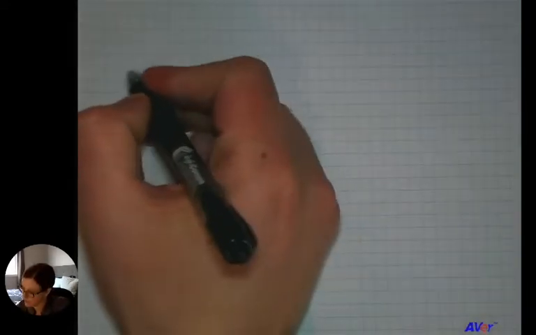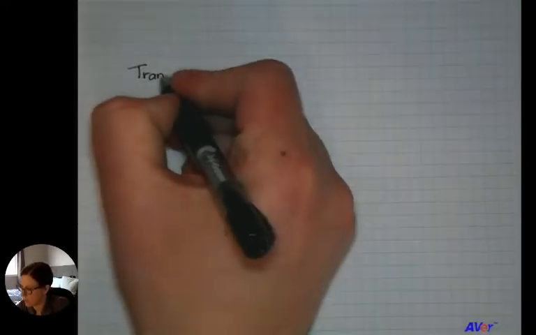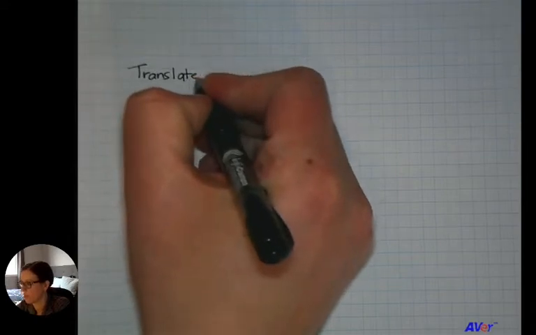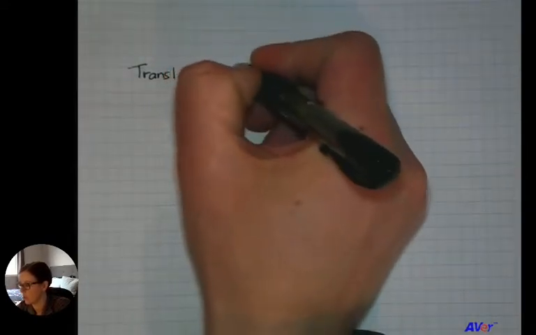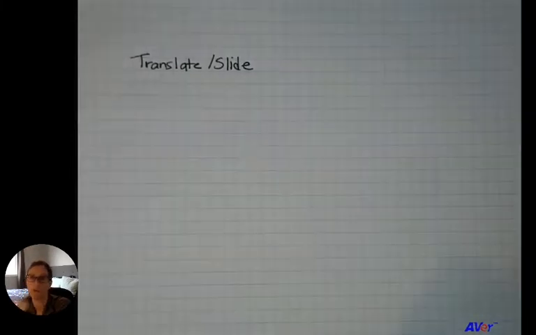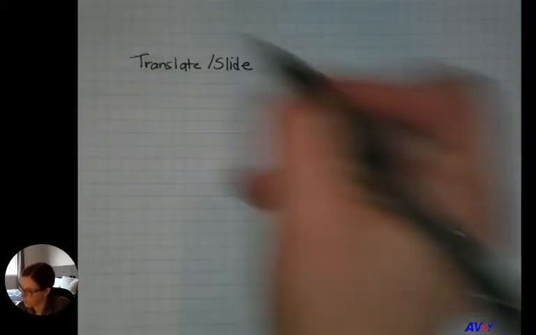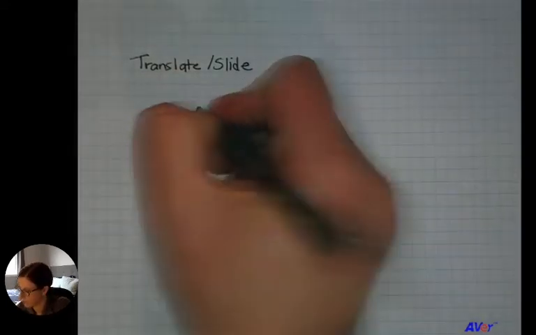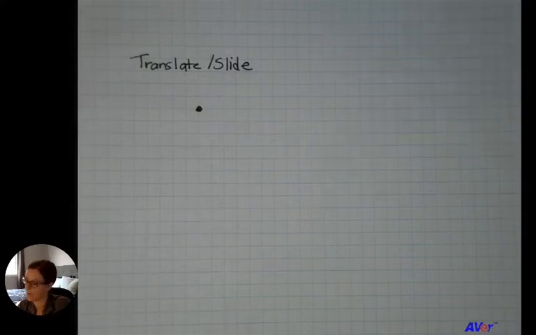When we're looking at the idea of translating, it's really a fancy way of saying moving or sliding a shape to a new location. What we're going to be doing is following instructions to move a shape from one position to another. So let's start with a simple dot. So here's our dot, and we can be asked to translate it.